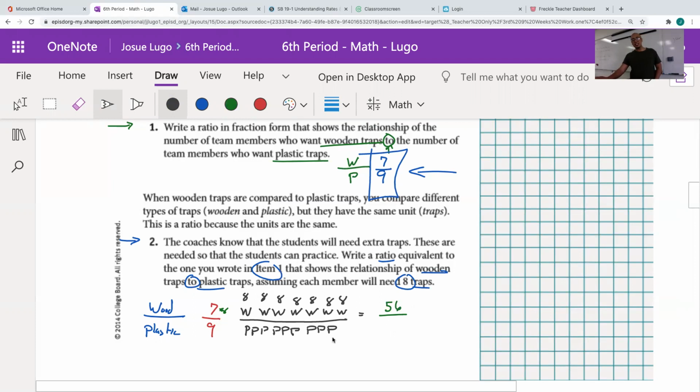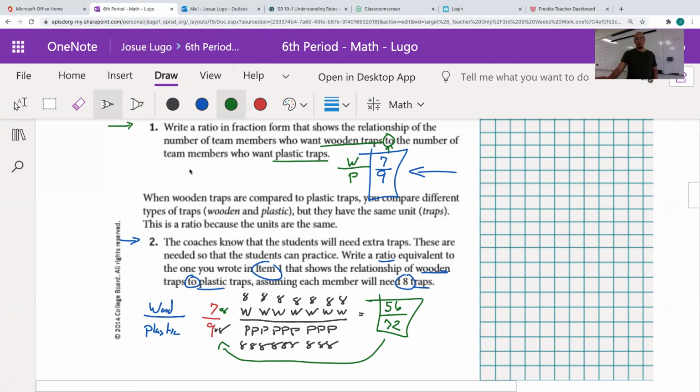And each of these 9 students using plastic mousetraps is also going to get 8 mousetraps each, or 9 times 8, which gives me 72. So ladies and gentlemen, this ratio is equivalent to 7/9, but it's showing me exactly how many wooden mousetraps they're going to need and how many plastic mousetraps they're going to need.